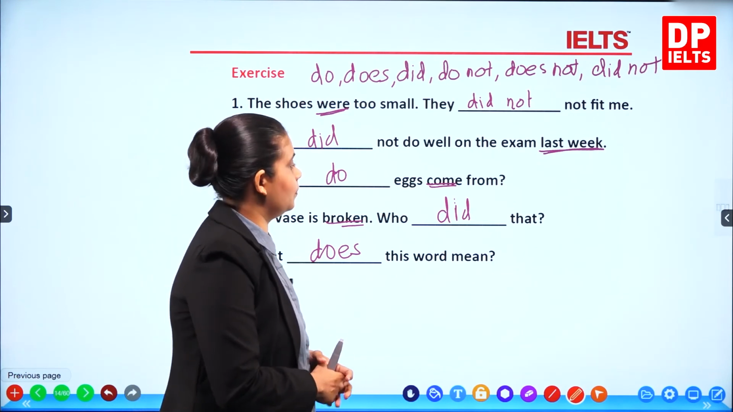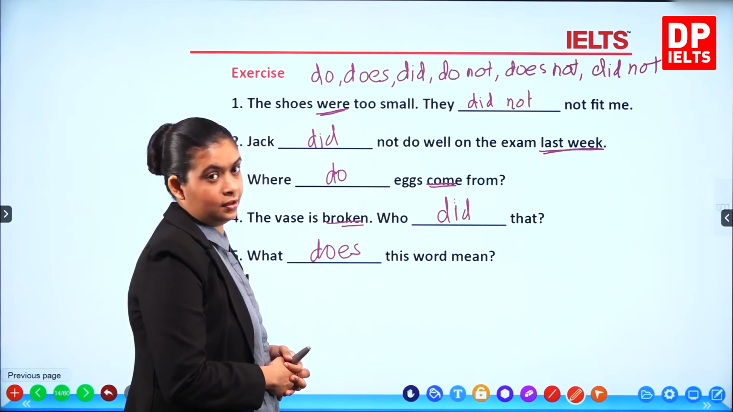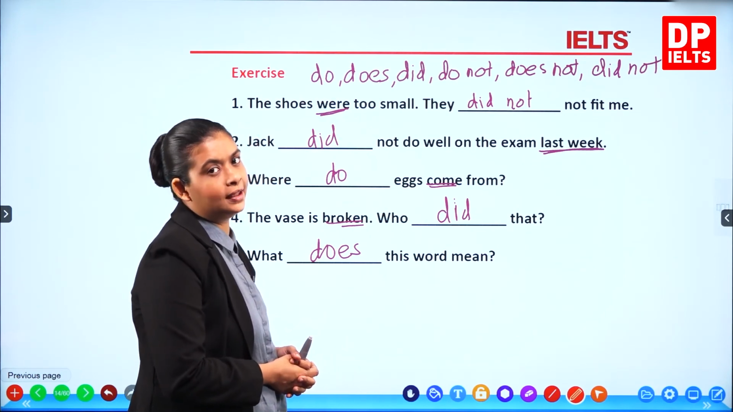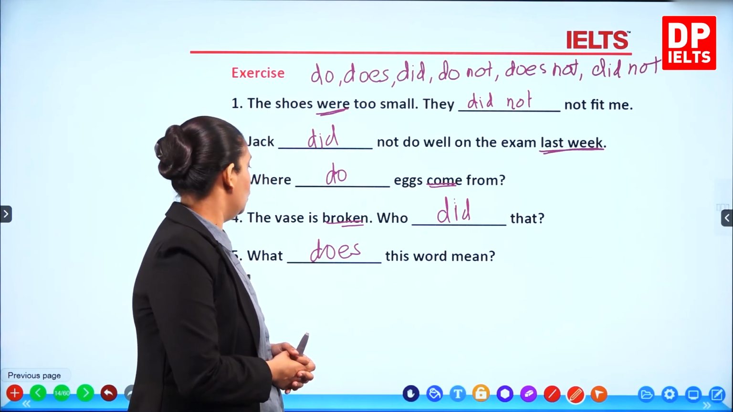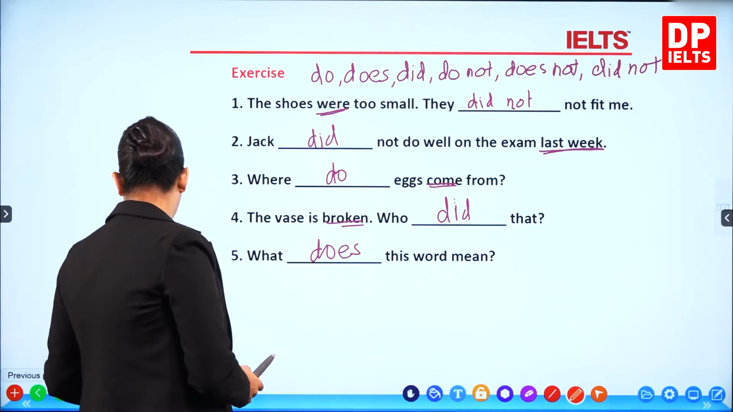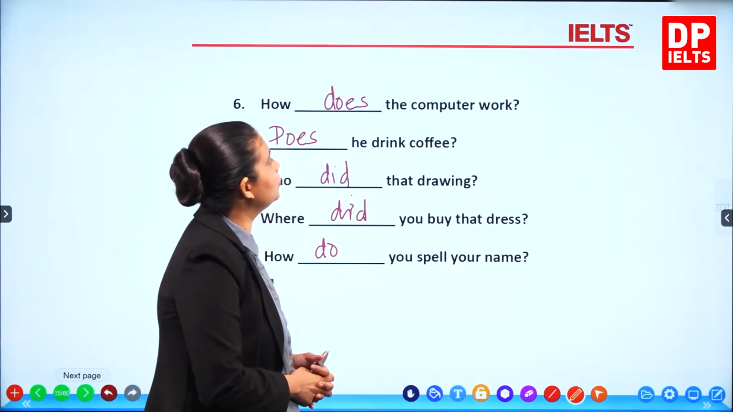Where do eggs come from? The vase is broken. Who did that? What does this word mean? How does the computer work?